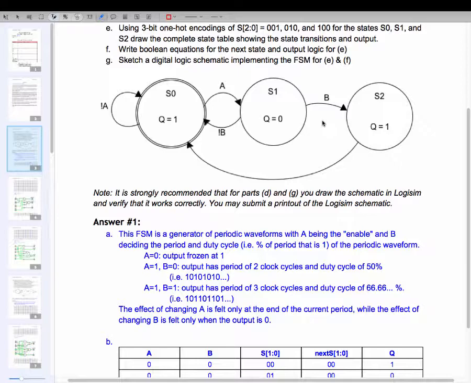A equal to 1, B equal to 0, output has a period of 2 clock cycles, a 1 0 1 0 kind of pattern. And if B is 1, then output has a period of 3 clock cycles with a pattern of 101 101 101 like that. Okay, that's how I thought of it.